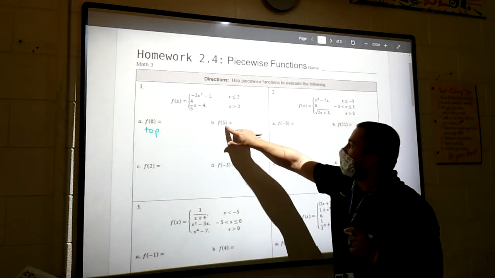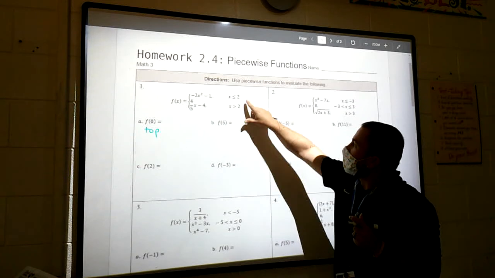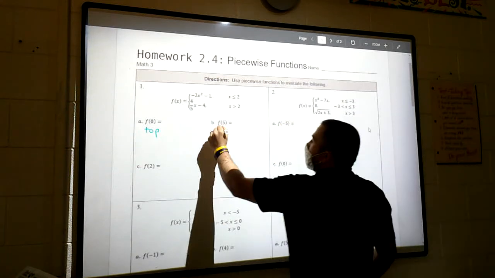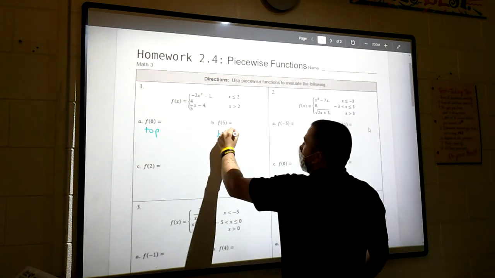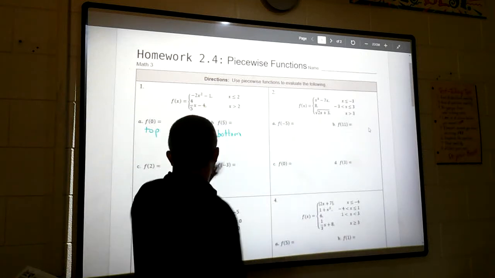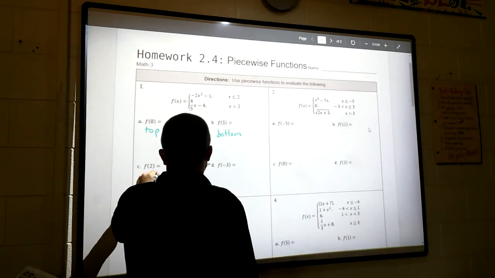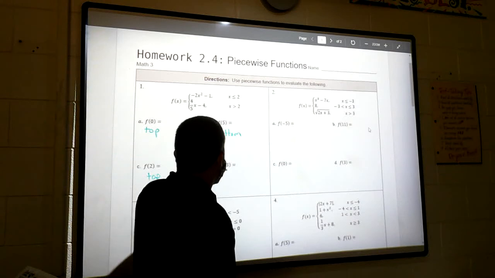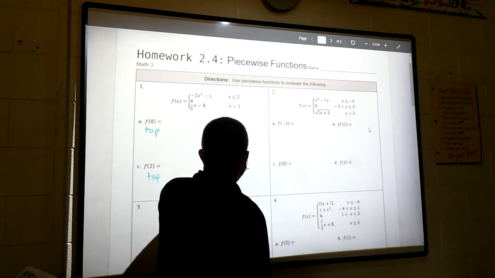F of 5, we're going to use which one? The last one. The bottom, because it's greater than 2. F of 2, we have to decide which one. We want to use the one where it's equal to, so we use the top. And f of negative 3 is less than or equal to 2, so we're also going to use the top.